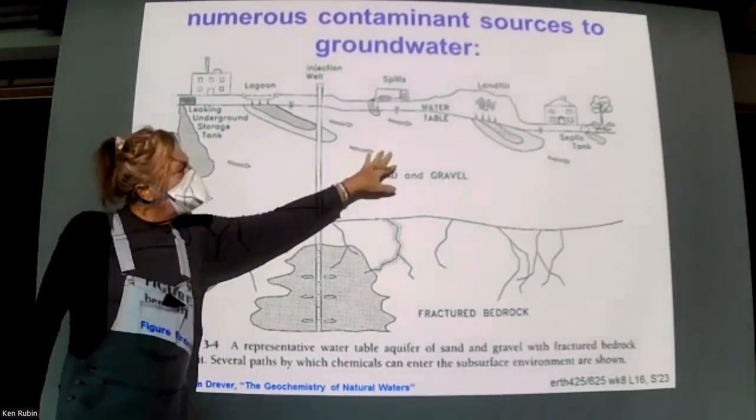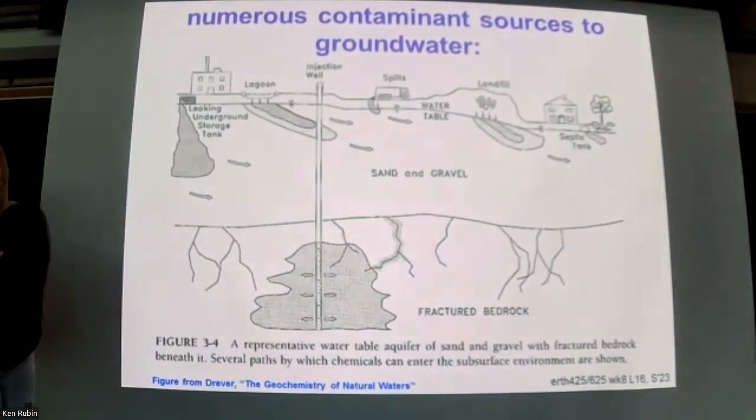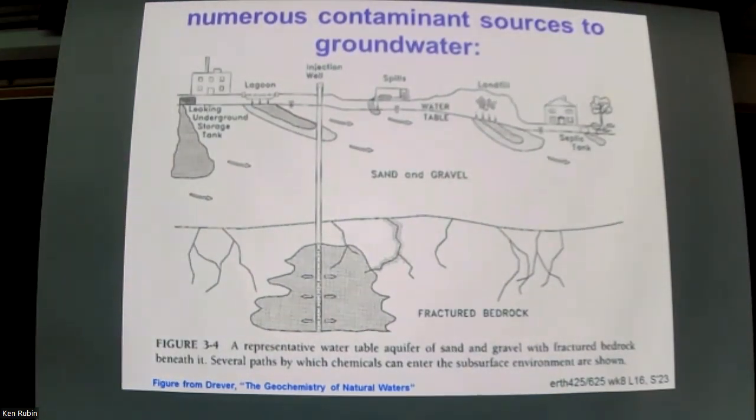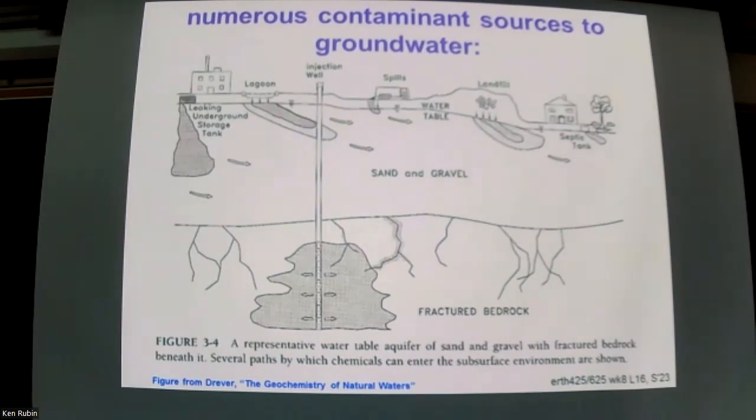But this is what's called a permeable medium. And they've used sand and gravel there because that's a very permeable medium. Water can move really quickly through that. We'll talk about that in a second.